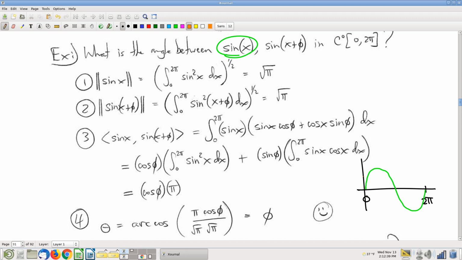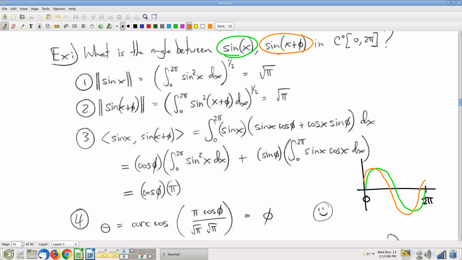Okay, so sine of x plus phi. It's shifted. Oh, I didn't finish, sorry. So it's just phase shifted to the left a little bit. So let's think through some cases. Okay, what happens if phi is small?